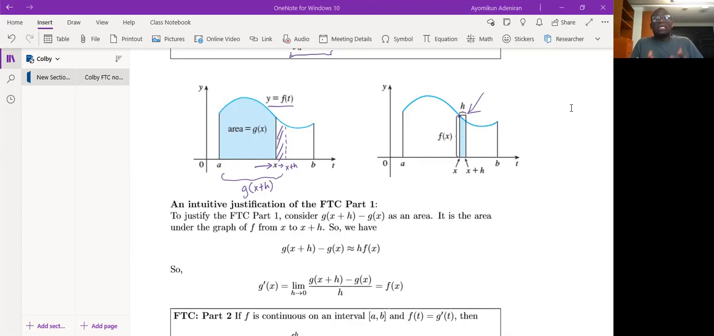Okay, so the intuition here is that if you divide both sides by h, then this is your difference quotient. And as you take the limit as h goes to 0, that is our derivative, g prime of x. But from what we just said, that is exactly f of x. And so that's the intuitive justification. Of course, the proof is more elaborate than that, but we just want to give a picture of what this essentially looks like.